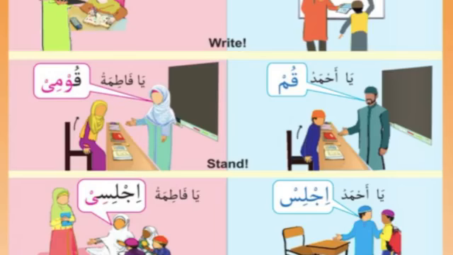All right. So please notice again. When you command a male or a boy or a man to stand up, you say qum. And when you command a female or a girl or woman to stand up, you say qumi. So in the lessons, Ya Ahmadu qum. Oh Ahmad, stand up. Ya Fatimatu qumi. Oh Fatima, stand up. All right.